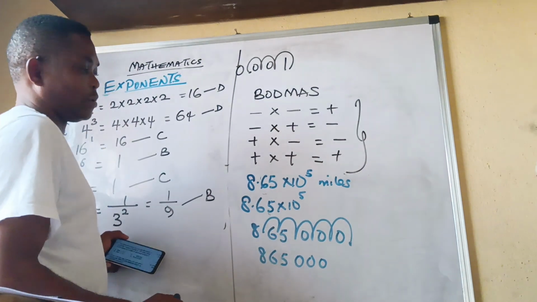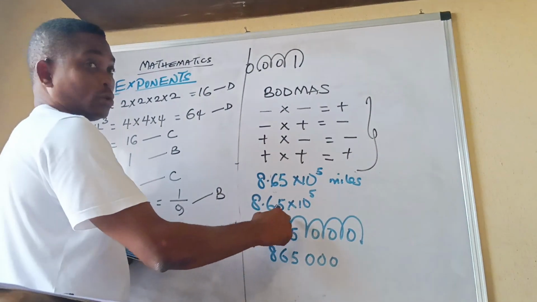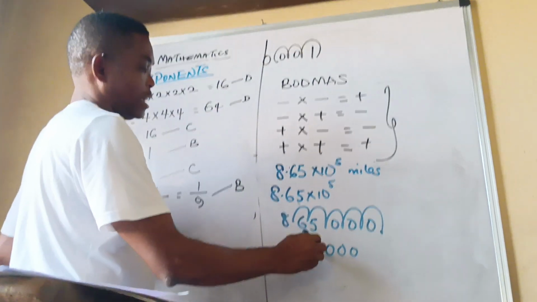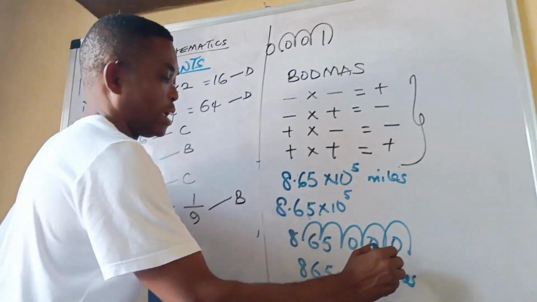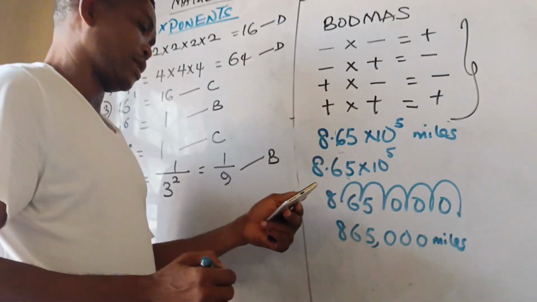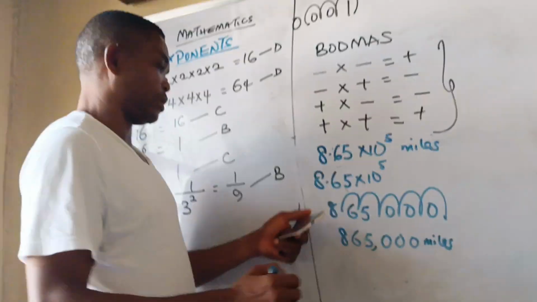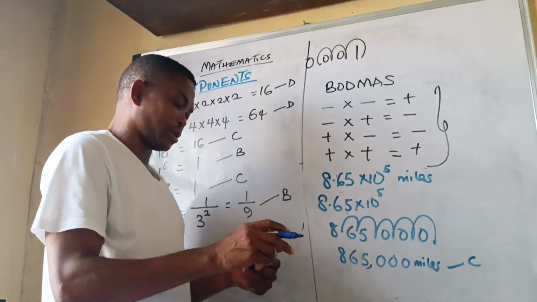So I'll end up having 865,000. Can you see what I did? I moved 5 steps forward. 1, 2, 3, 4, 5. That's going to be 865,000 miles. Which option is that? The correct option is option C.